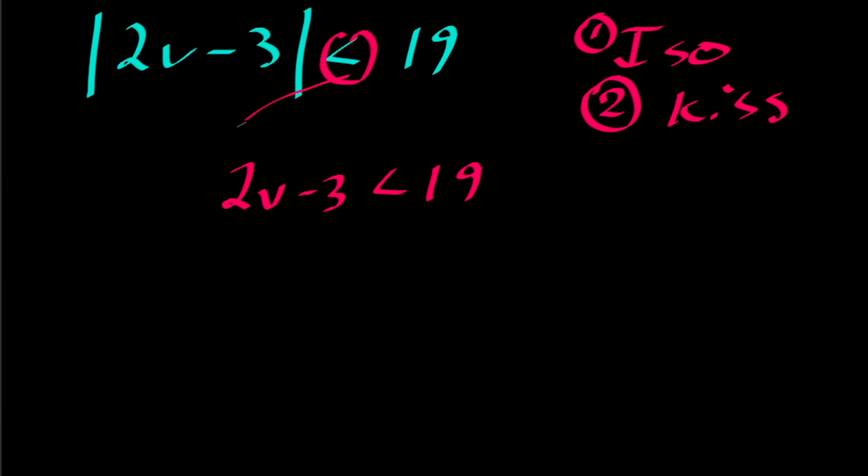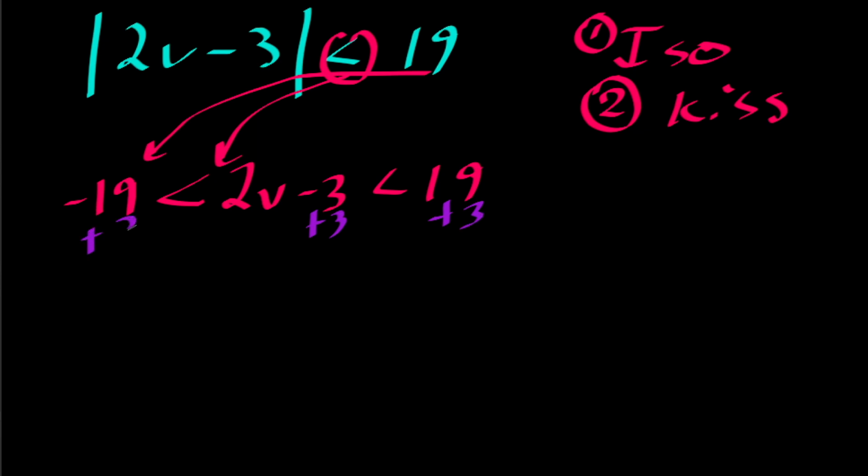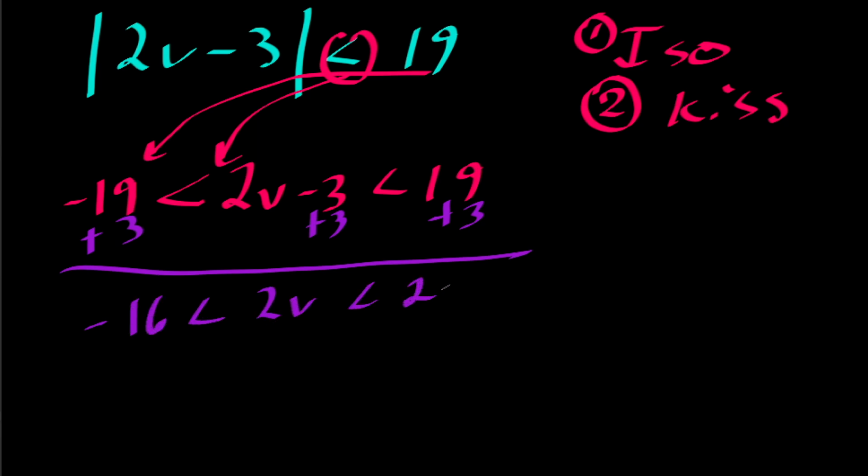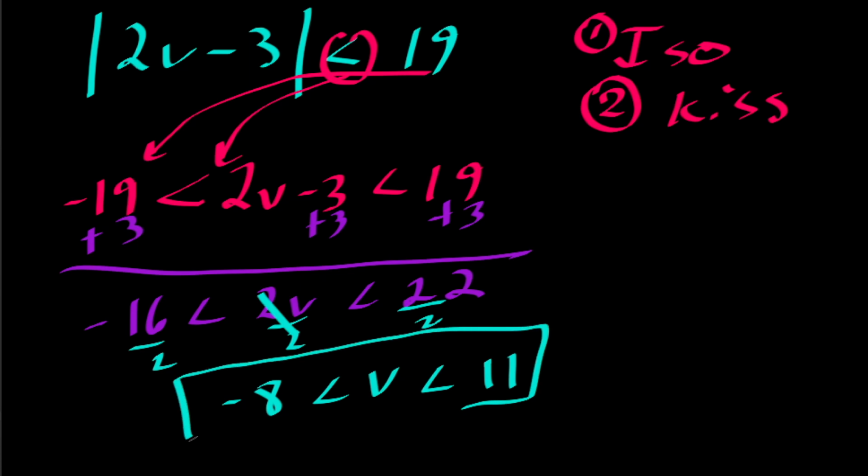I can take this symbol, put it on the left, just copy and paste it over there. Take 19, copy and paste it, but make it negative on the left. And now I can just solve this. So I can say plus 3, plus 3. Have to do it to all sides. That'd be negative 16 less than 2v less than 22. I'm crazy. All right, so now the last step, we just want to divide in the middle. Divide by 2, divide by 2, divide by 2. So then negative 8 less than v less than 11. And that would be our answer.